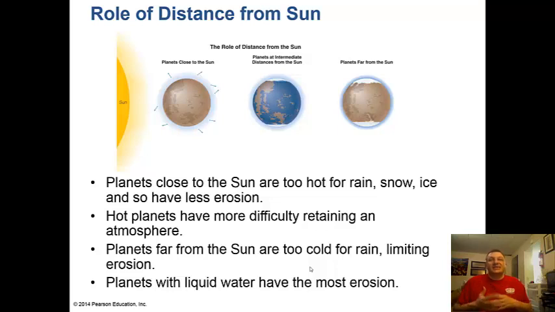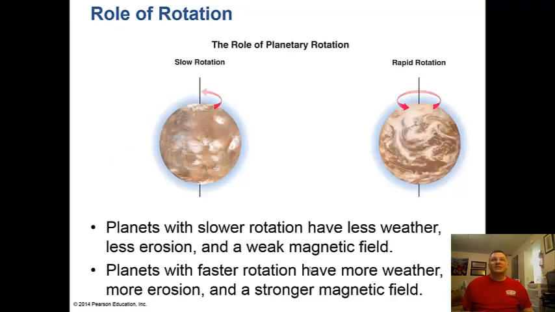The distance from the sun also plays a part. Planets close to the sun are too hot for rain, snow, ice, and so therefore they have less erosion, like Mercury and Venus. The hot planets have more difficulty retaining an atmosphere, like Mercury. Planets far from the sun are too cold for rain, limiting erosion, like Mars. And planets with liquid water, like the Earth, have the most erosion. So the Earth does have a lot of erosion.